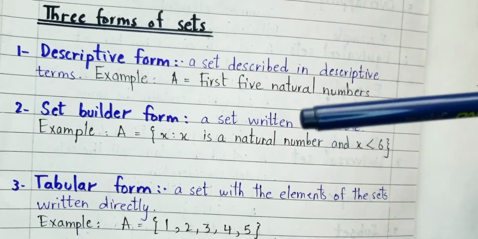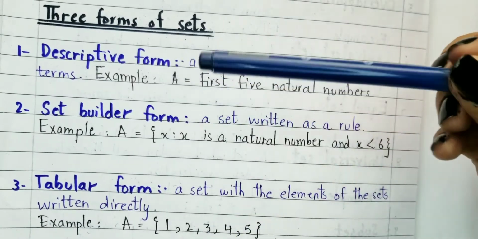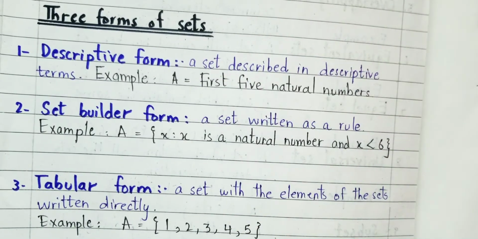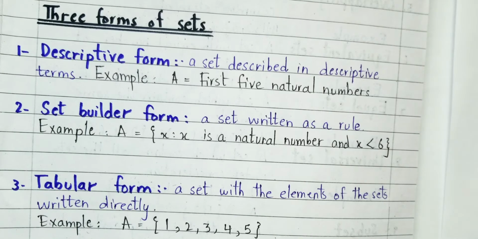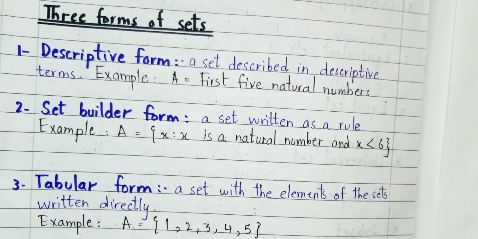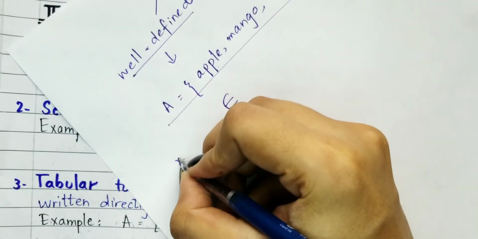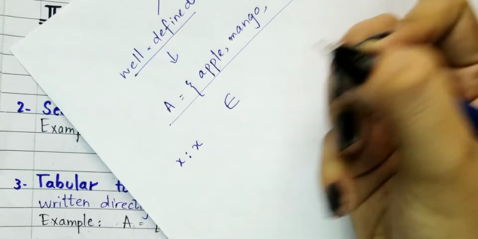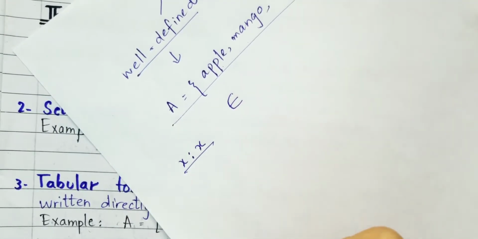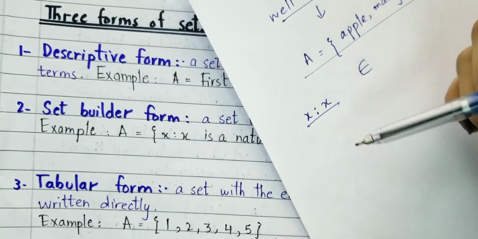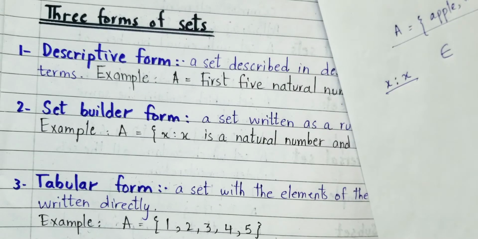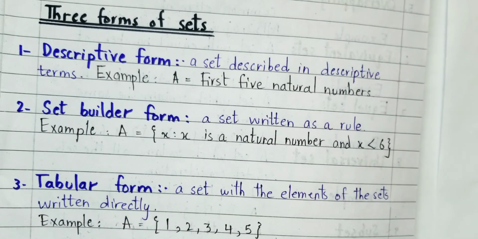Now let's move towards the second form, that is set builder form. A set written as a rule. Always remember that whenever we are expressing the set in the form of set builder form, we will always write this thing. There will always be a symbol like this in the set when it is in the form of set builder notation, right? So it is expressed as a rule.